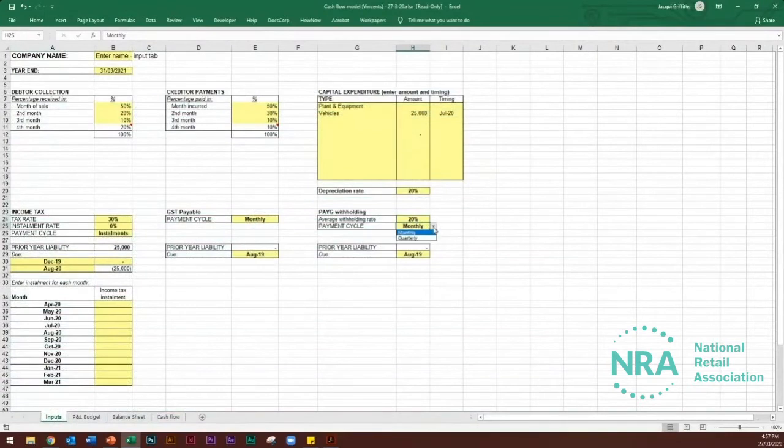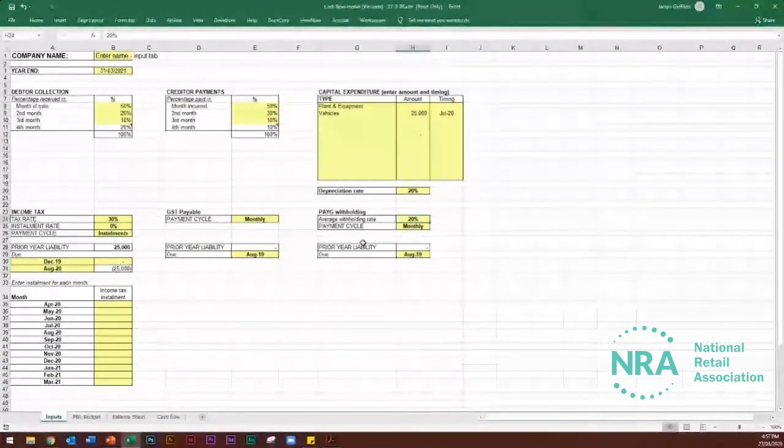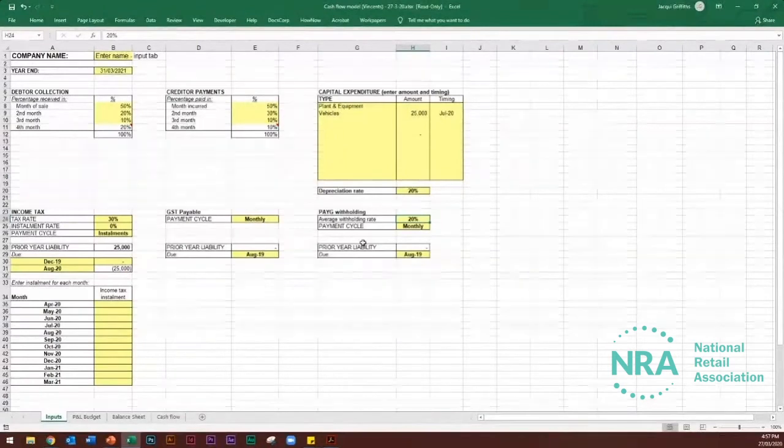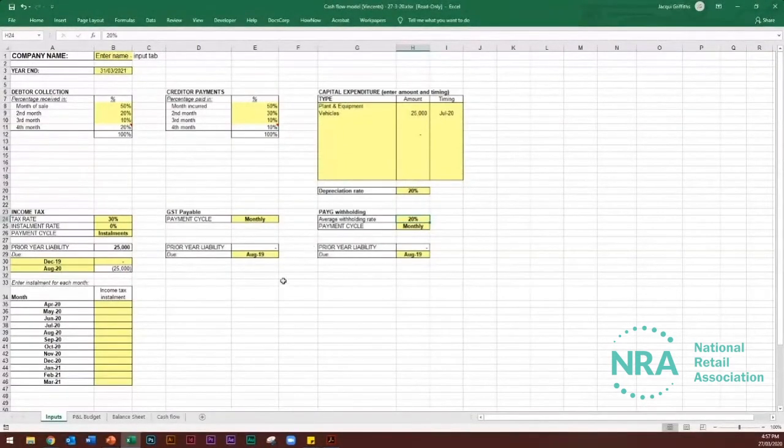PAYG allows monthly or quarterly and an estimate of your average rate. With the current cash flow boost, that would have to be adjusted, the impact of that on your balance sheet separately. The model was built under normal circumstances and paying that on your BAS.